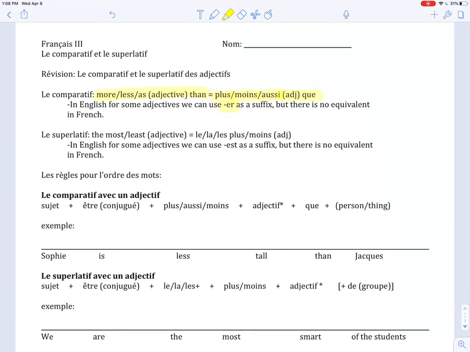Superlative is when you're saying that someone is the most something or the least of an adjective. There's no equal form for that because you're not the equalest of something. So when you're saying that someone is the most or least of an adjective, what you're going to use is le, la, or les. You need the article there. Plus or moins for most and least, followed by your adjective as well. And just like using the er suffix for the comparative, in English we use est as a suffix for the superlative to say that someone is the tallest, shortest, smartest. But there's no equivalent to that in French, so you'll say the most tall, the most short, the most smart.